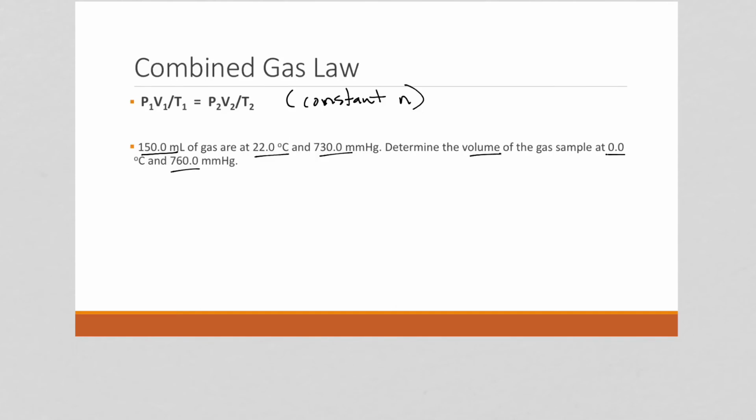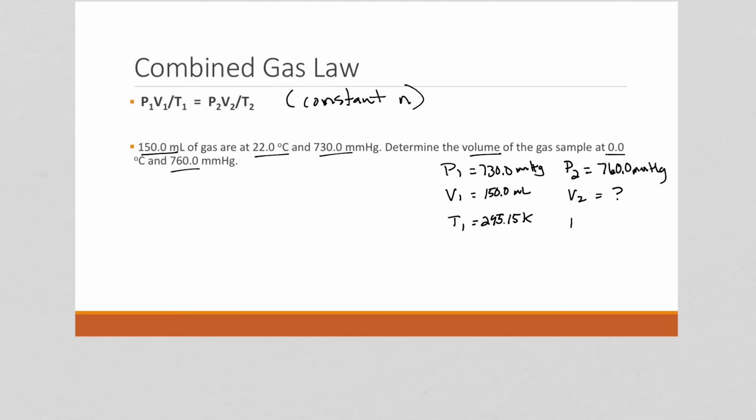So let's look at my variables. My P1 equals 730 millimeters of mercury. My V1 equals 150 milliliters, and my T1 equals 295.15 Kelvin. My P2 equals 760 millimeters of mercury. V2 is what I'm trying to find, and T2 equals 273.15 Kelvin.